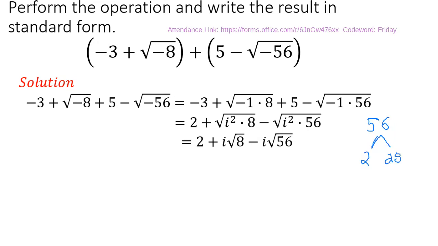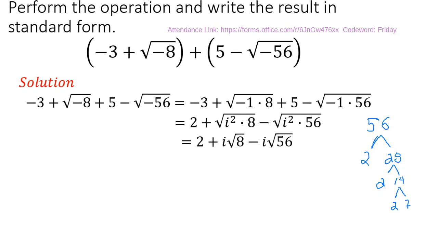Then I'll do it again. 2 is a prime number already, but 28 is not, and it's still an even number, so I'll divide again by 2. 2 will go into 2 one time, remainder 0. 2 will go into 8 4 times. Then I'll do it again. 2 is already a prime, but 14 is not a prime. 14 I can divide by 2 again. 14 divided by 2 will be 7.